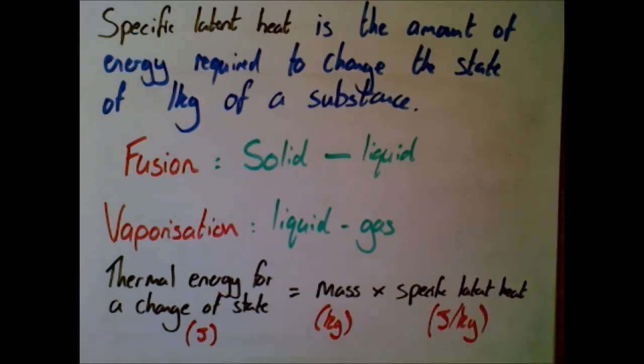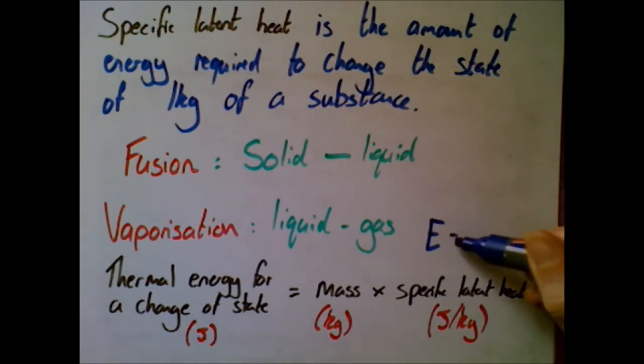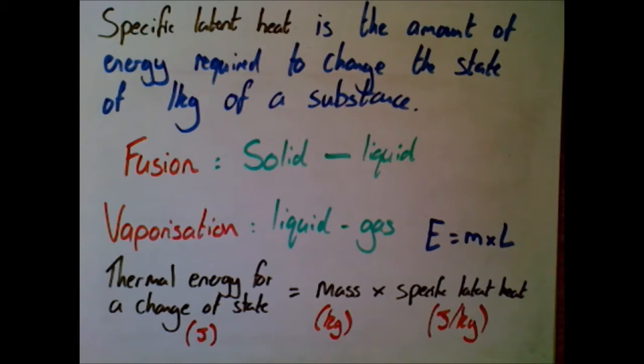And if you do want it in symbols, actually, again, it's quite a logical one and is on the formula sheet, so feel free to do this one in symbols. E for energy equals small m for mass times capital L then for specific latent heat, obviously the L standing for latent. All right, let's have a look then at a couple of examples.